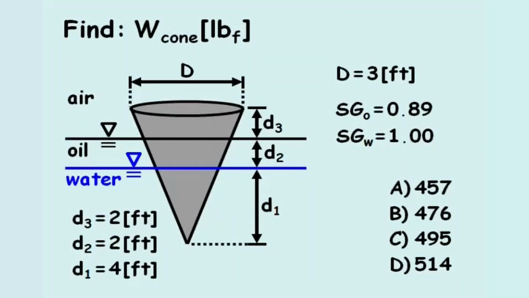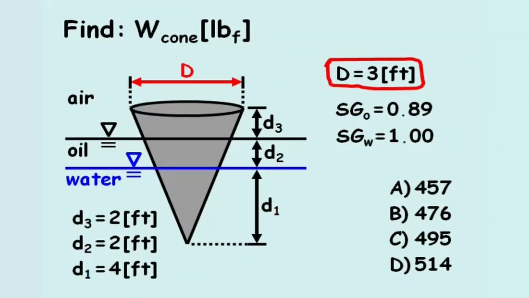Find the weight of the cone in pounds force. In this problem, a cone rests at equilibrium and is in contact with three separate fluids: air, oil, and water. The specific gravity of the oil and water are provided. The depth of the cone, lowercase d, within each of these three fluids is identified using variables d1, d2, and d3. Also, the diameter of the cone is provided.